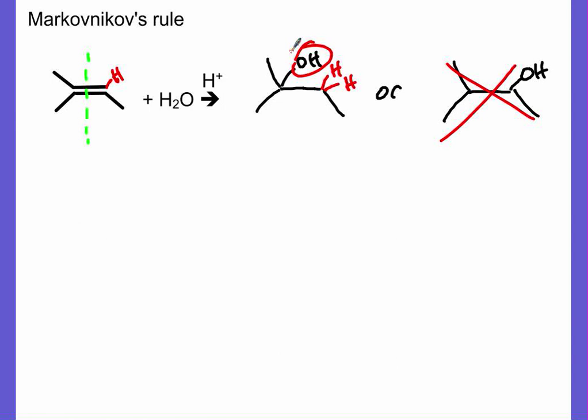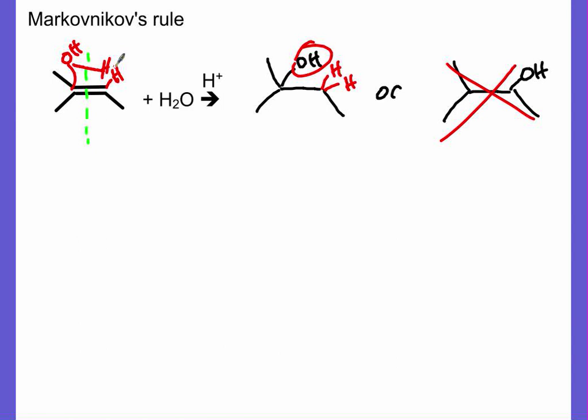So Markovnikov's rule says that if one side has more hydrogens already, that's where the hydrogen needs to be added from that adding group. Right, so remember, I was adding a hydrogen to one side, a hydroxyl group to the other. You need to add your new hydrogen where there's already more hydrogens.